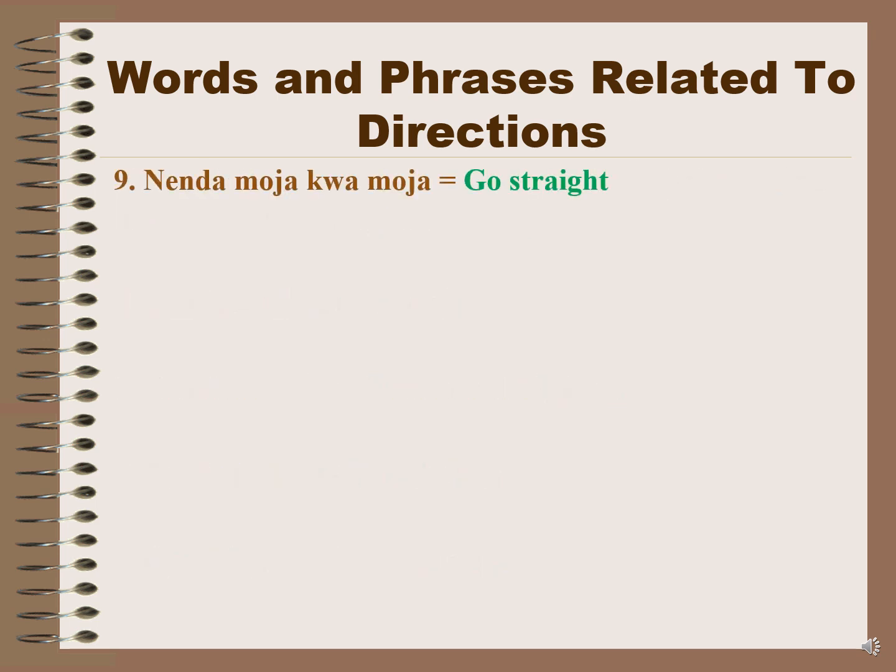Number 9, nenda moja kwa moja, go straight. Number 10, nyoosha is also go straight. So you can tell someone to go straight in Swahili by saying nenda moja kwa moja or nyoosha. Both of these phrases have the same meaning.